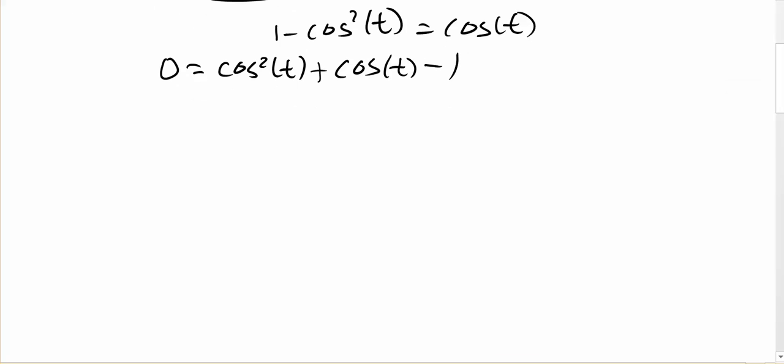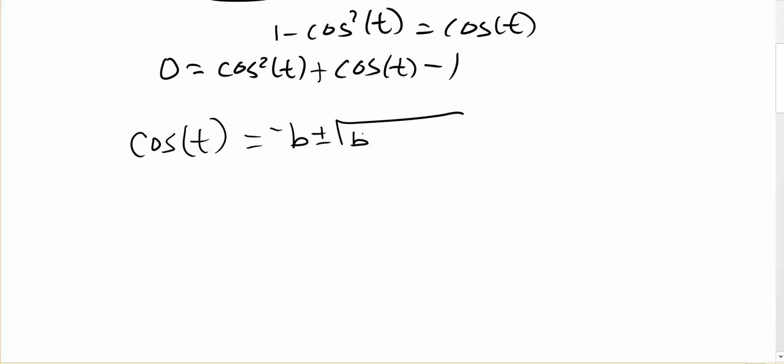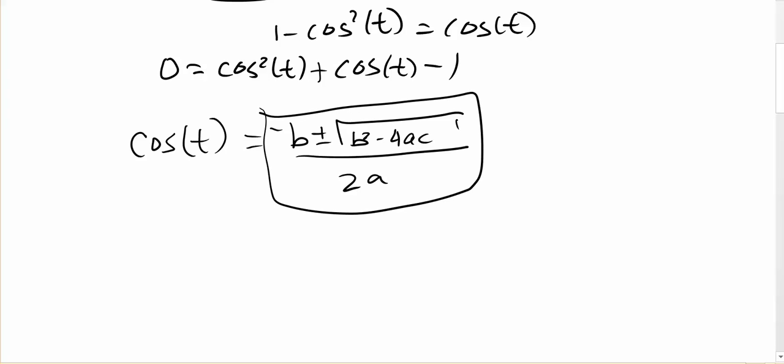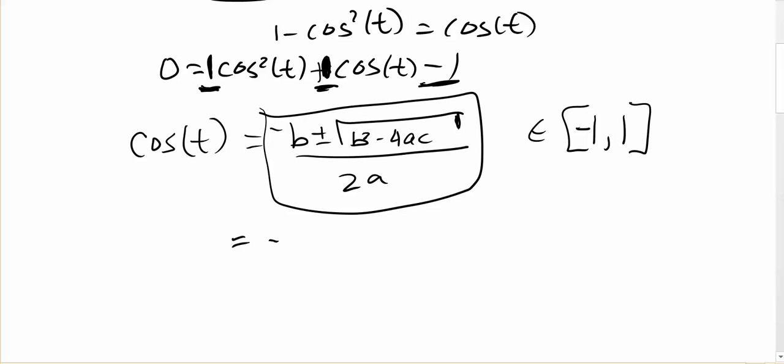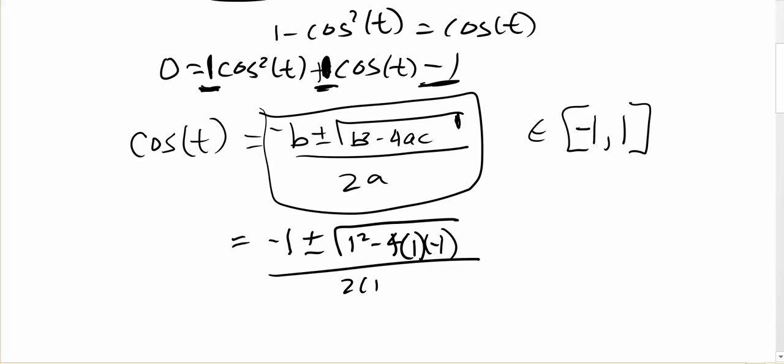What we need to do is use the quadratic formula, where the cosine of t will equal negative b plus or minus the square root of b squared minus 4ac all over 2a, when this value is an element of the interval from -1 to 1. If this value is outside of the interval from -1 to 1, we will not get a solution. We have a 1 for a, a 1 for b, and a -1 for c, which means we get -1 plus or minus the square root of 1 squared minus 4 times 1 times -1, all over 2 times 1.